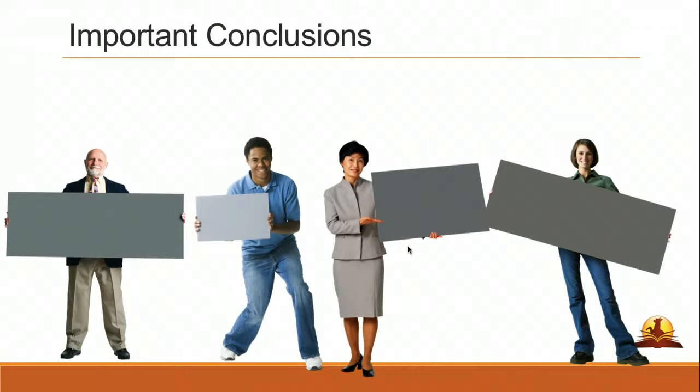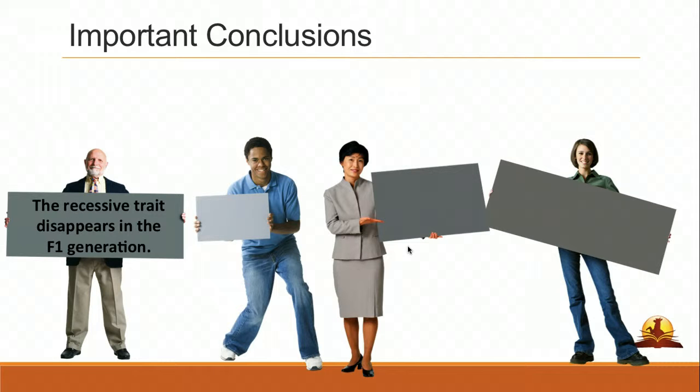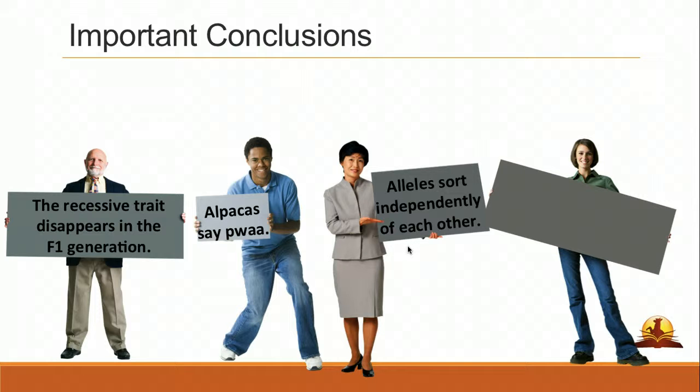So here are the conclusions, and one of them is silly. I don't know why they did it. But first of all, the recessive trait, if you have a purebred and a purebred, the recessive trait disappears in the F1 generation. This is some silly one about alpacas. Alleles, they sort independently of each other. So you may notice that in the last example with the dihybrid, it doesn't matter if I combine two traits at the same time, like it still worked exactly the same. So it's basically alleles sort independently.